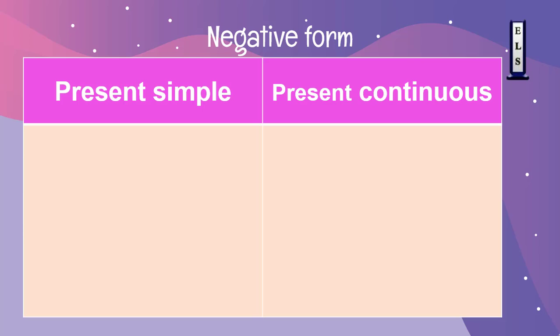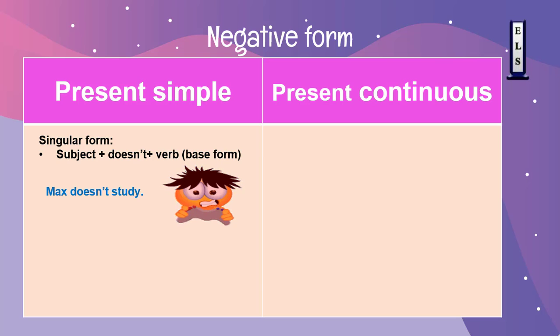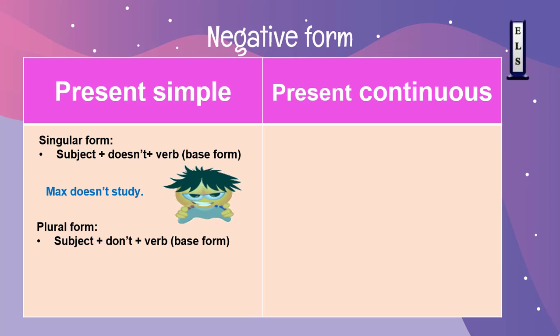The negative form, the singular form: subject plus doesn't plus the verb in the base form. For example, Max is the subject plus doesn't plus the verb in the base form, which is study. Max doesn't study. The plural form: the subject plus don't plus the verb in the base form as well.